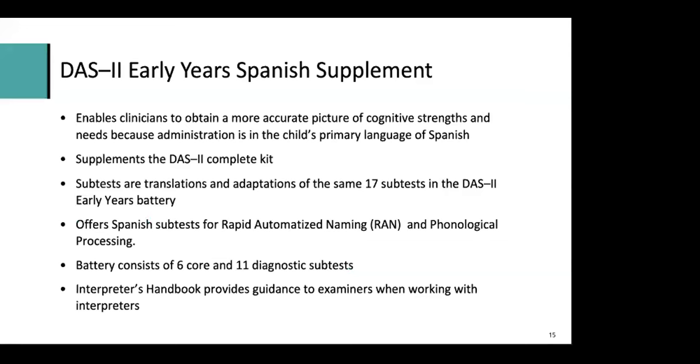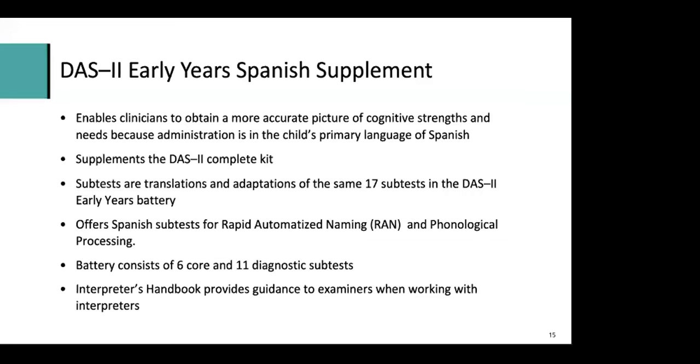Now, with the DAS-2 Early Years Spanish Supplement, you can obtain a more accurate picture of Spanish-speaking children's cognitive strengths and needs by obviously assessing them in their primary language. This child-friendly instrument for ages 2:6 to 6:11 supplements the DAS-2 Complete Kit to provide an in-depth analysis of learning abilities across a wide range of domains.